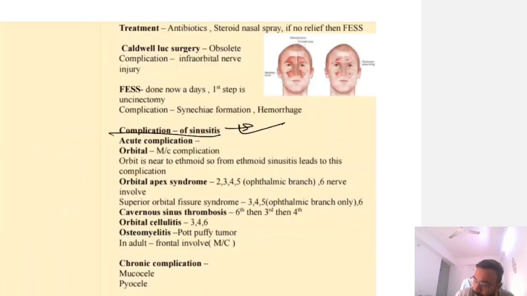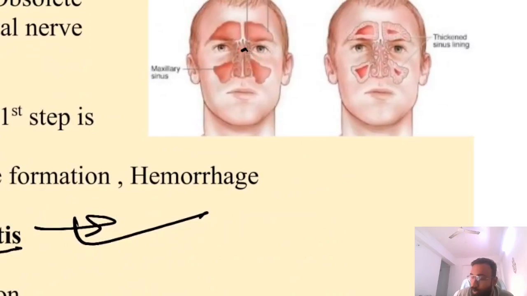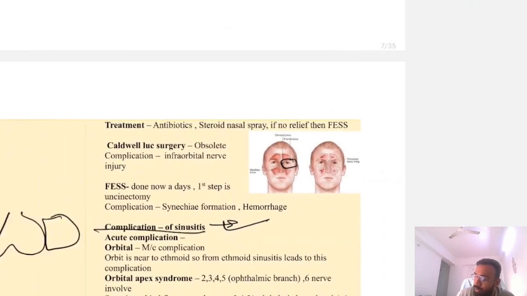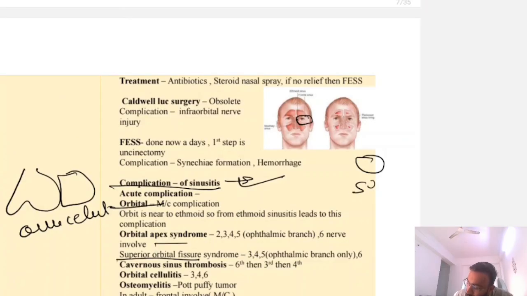So what are the complications of sinusitis? You can see this is the nose, this is the maxillary sinus, and these are the ethmoid sinus. The orbit is near to the nose, so infection from the ethmoid sinus can reach the orbit and lead to orbital cellulitis. There is an orbital apex and a superior orbital fissure. In orbital apex, the 2nd, 3rd, 4th, 5th and 6th nerves are involved. In superior orbital fissure, the 3rd, 4th, 5th and 6th nerves are involved.